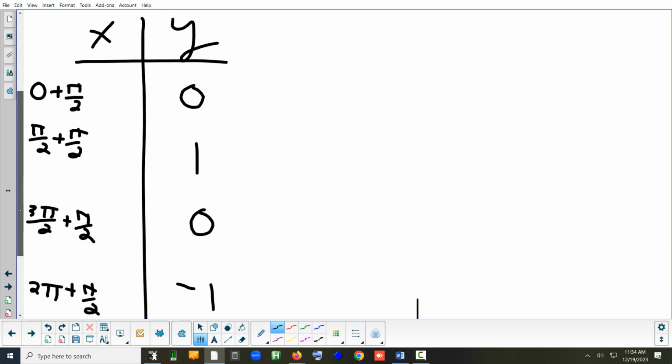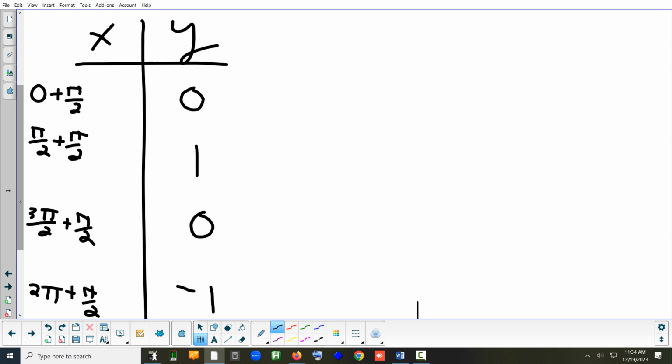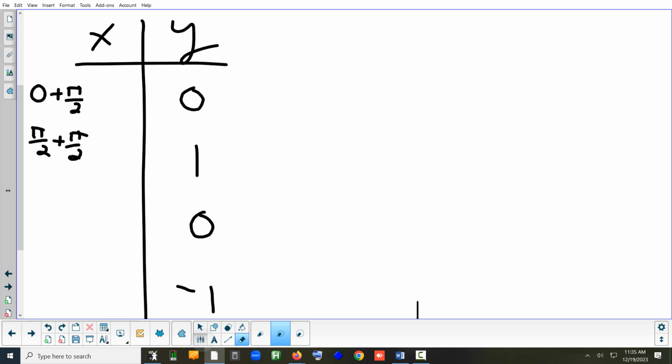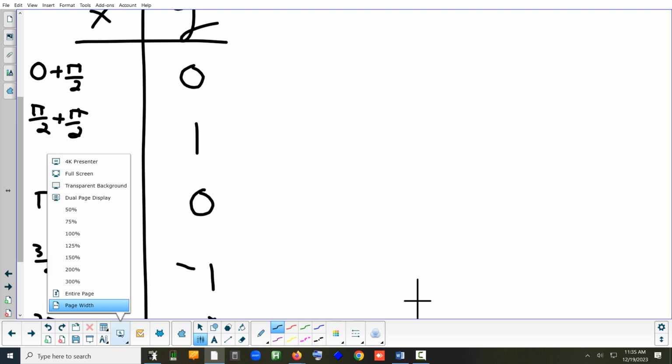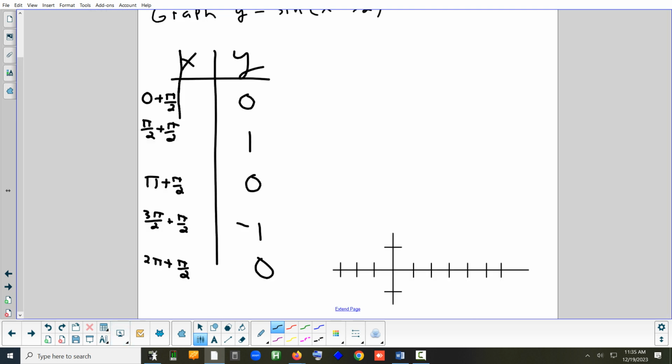0 pi over 2, where'd pi go? Didn't I write that one? Got it. I'll take it. 0, pi, 3 pi over 2, and 2 pi. And what we put in this box, that's going to be the final answer.